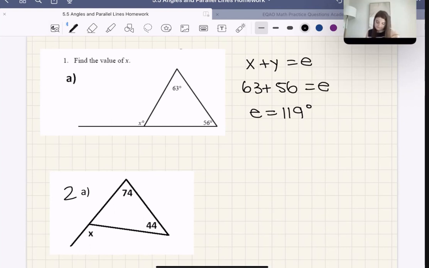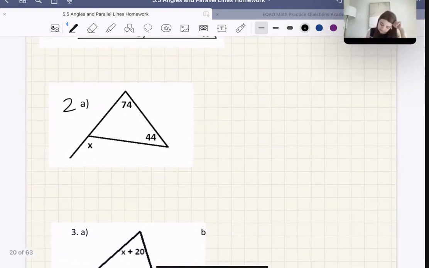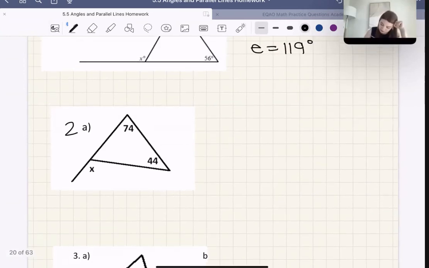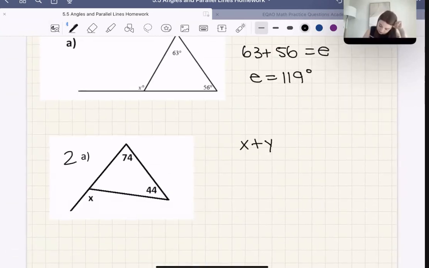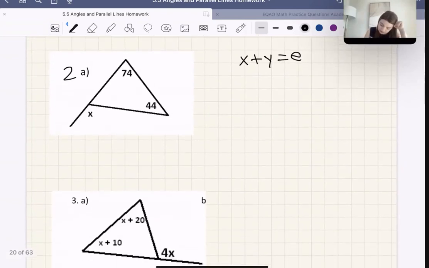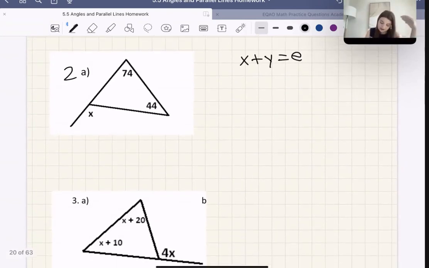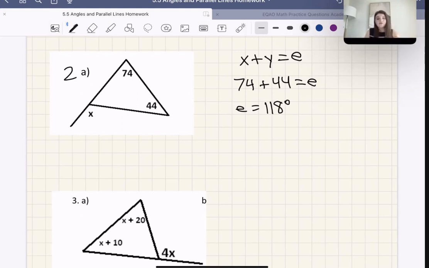Okay. This next one is very much the same, right? We have our x plus y equals E formula, and we need to know what is the value of x. What's our exterior angle? Well, in this case, 74 plus 44 is equal to E, and therefore E, if we punch that into our calculator, we end up with 118 degrees. And there we go. Awesome.